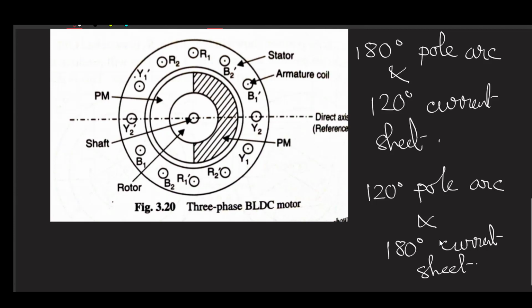Now here we are assuming the coils are full pitch and have N turns each. We are having 12 slots, so the slot pitch is 30 degree. And we are considering that single layer winding is used.